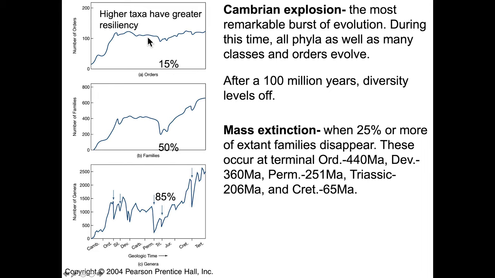When we look at the number of orders, we see that higher taxa have greater resiliency. The number of orders tends to remain relatively invariant once we get into the Silurian. The number of families remains a bit more sensitive. We see that as many as 50% of families were lost at the Permo-Triassic extinction. We lost 15% of orders, 50% of families, and about 85% of genera. The estimate for species is around 95%, but whatever.